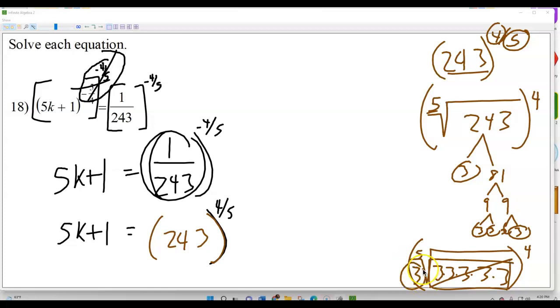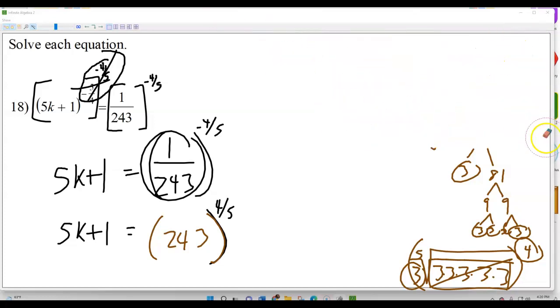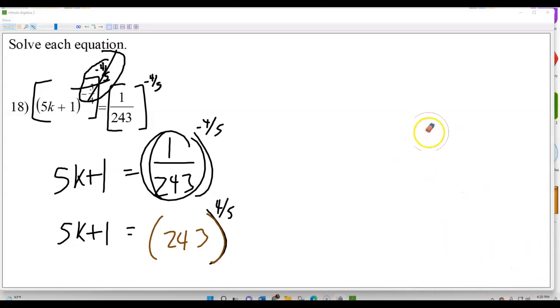So now I've got this 3 being raised to a 4th power. And 3 times 3 times 3 times 3 is 81. And so that simplifies to be 81. So let me erase all that. We'll move on with our problem. We're almost there. But that was the hard part.